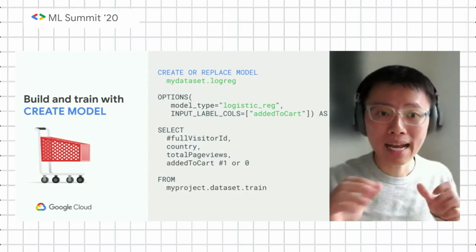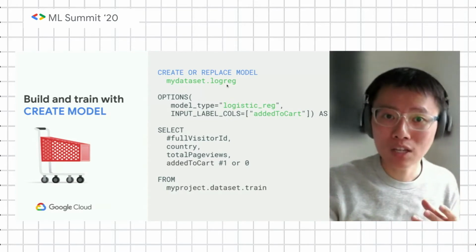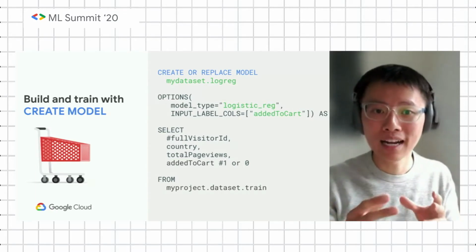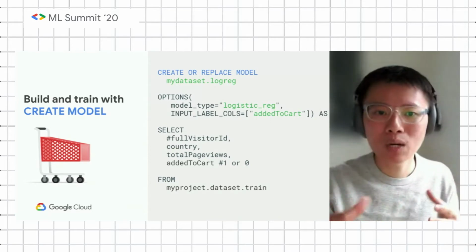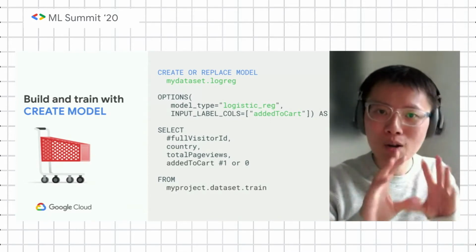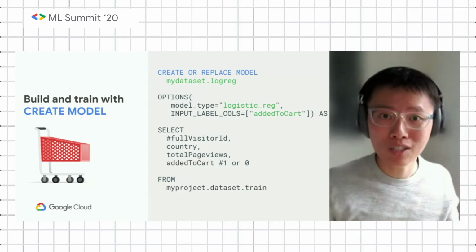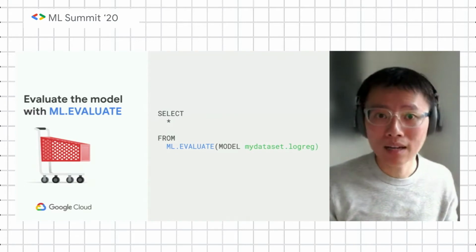And essentially, as I run this statement, logReg becomes an object within my dataset. If you have views or tables in BigQuery, logReg becomes its own object under your dataset, and that is ready to use. So what can you do with it? Well, the first thing you might think of is, how did the model perform?